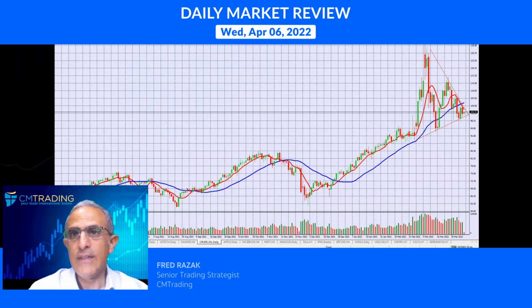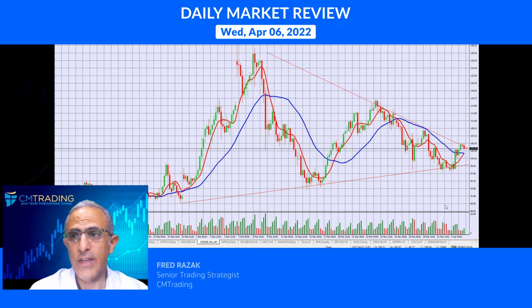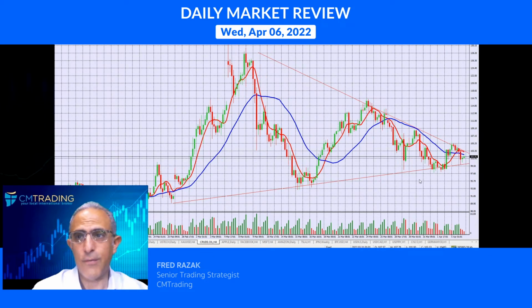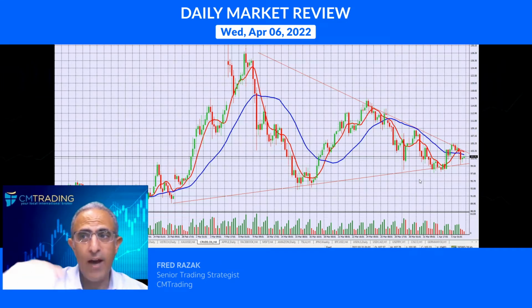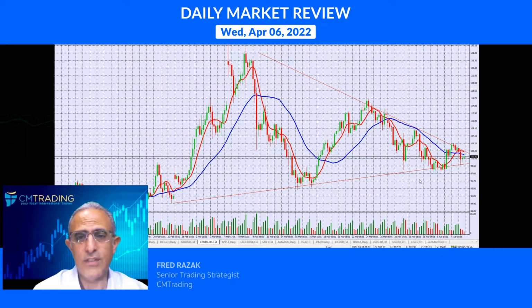Now looking at oil, still in that wedge formation, hasn't changed, okay? We're still in it. Even if we look at a longer time frame, you could see it. It's really sustaining this wedge formation. At a certain point, it's going to break out, okay? And when it does, it's going to have a decent move, okay? So potentially it could break out on the upside.